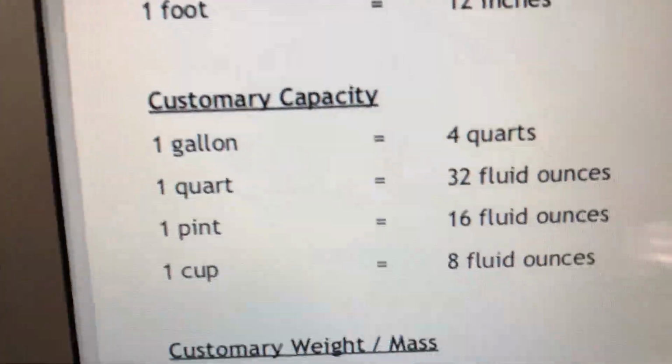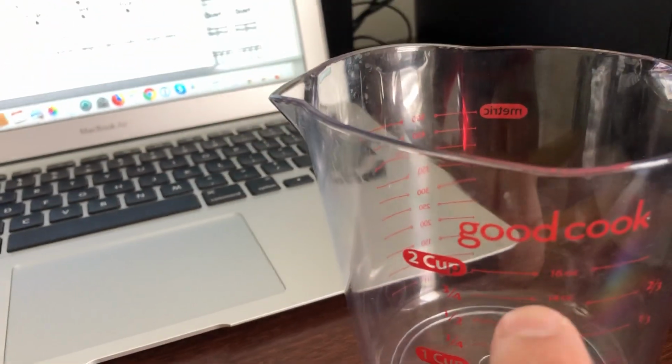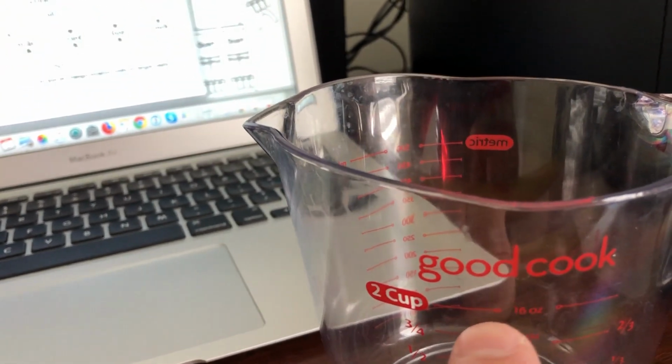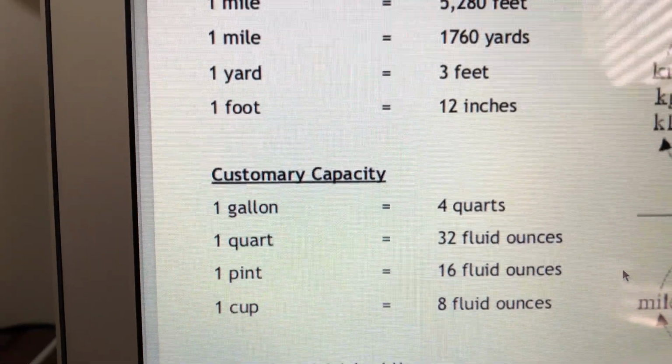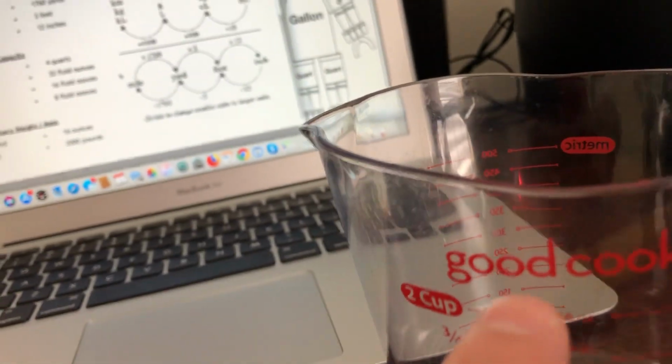As it says right there, 16 ounces, 1 pint. So if you fill this up 2 times, 2 cups and 2 cups is 1 quart, which is 32 fluid ounces. So 2 of these is a quart. That means 8 of these gets you that 1 gallon.